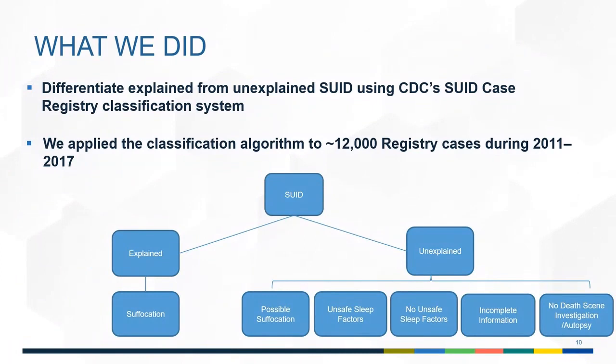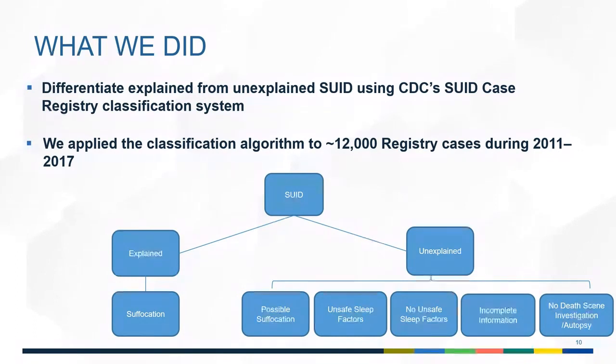We applied the strict set of criteria from the classification algorithm to over 12,000 registry cases that occurred from 2011 to 2017. We analyzed deaths from 18 SUID case registry states and jurisdictions, and based on review of variables contained in the case registry, trained registry staff classified SUID cases into 6 mutually exclusive categories using CDC's SUID classification algorithm.